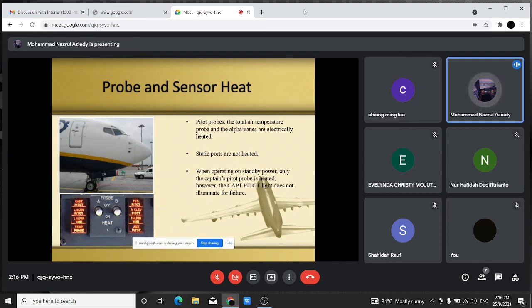So when operating on standby power, only the captain's pitot probe is heated. However, the captain pitot light does not illuminate for failure. The standby power means the power converter that is used to convert battery voltage into AC voltage in a standby power system that is sitting in an off state waiting to turn on in the event of a power line failure. So it enables a device to switch on very quickly without delays.